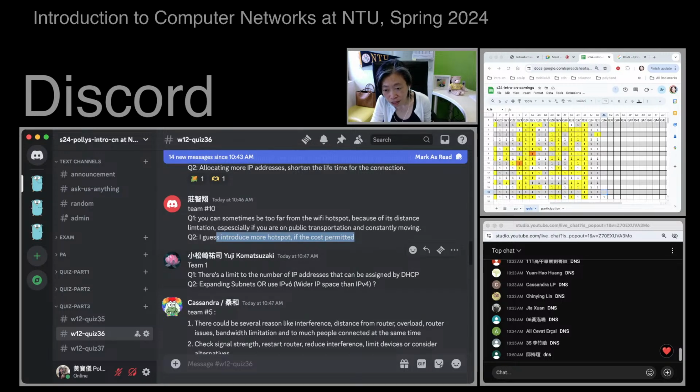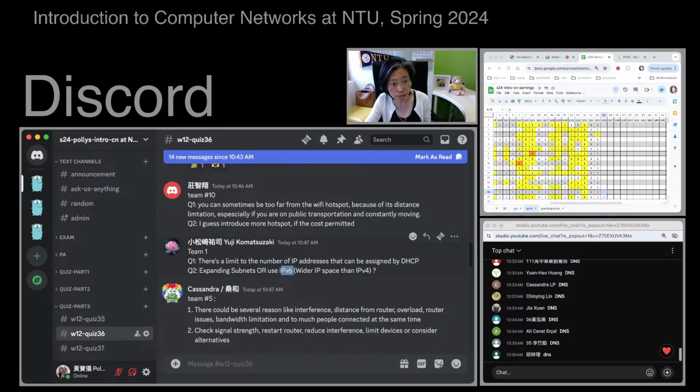Another answer from Team 1, UG. It's okay to keep your answer. To the number of IP addresses you can assign. Expanding subnet or use IPv6. Okay, we have not yet talked about this. We'll talk about this in the second half of today's lecture. Yeah, so IPv6 is the next version of IPv4. Currently in IPv4, we use 2 to the power of 32 bits, that many IP addresses as the address space. In IPv6, we'll go from 32 bits to 128 bits. Wow, that's a lot more IP addresses we can allocate. So this can definitely address the issue of IP address shortage.